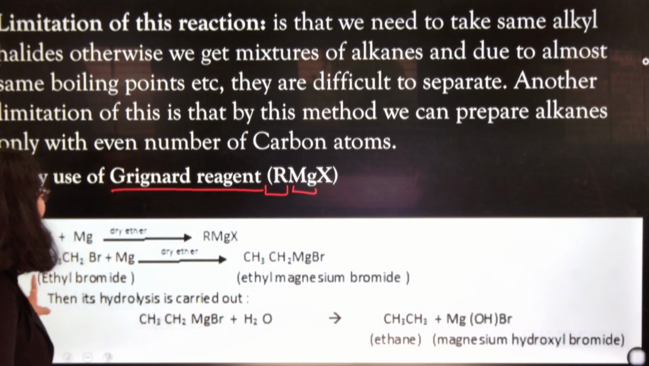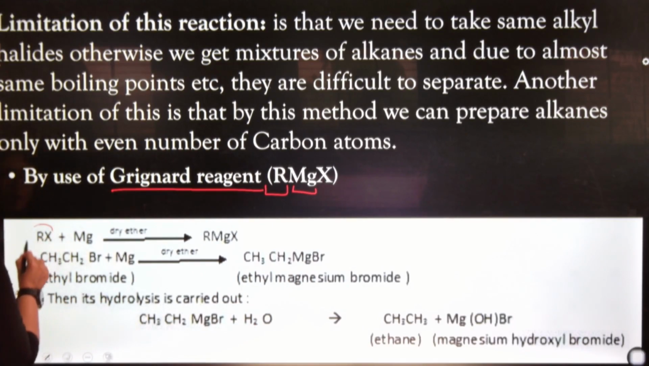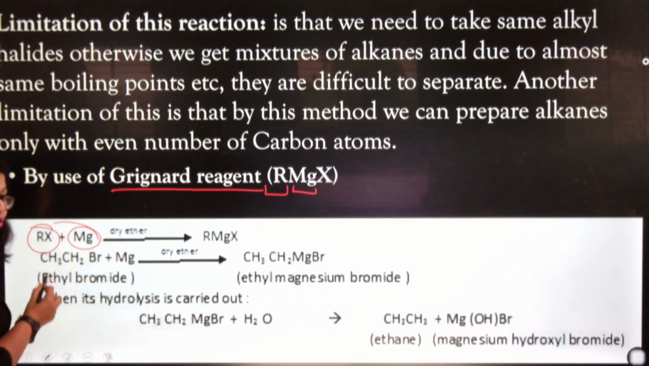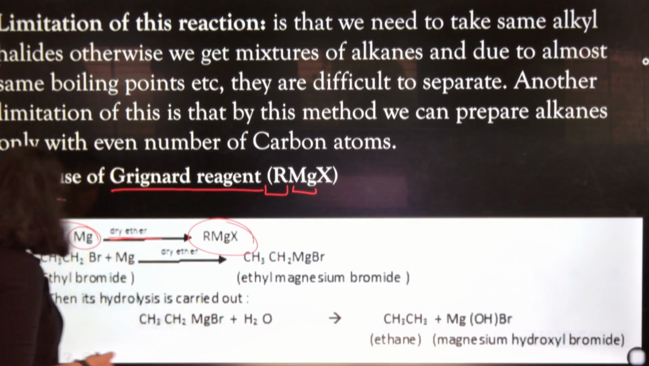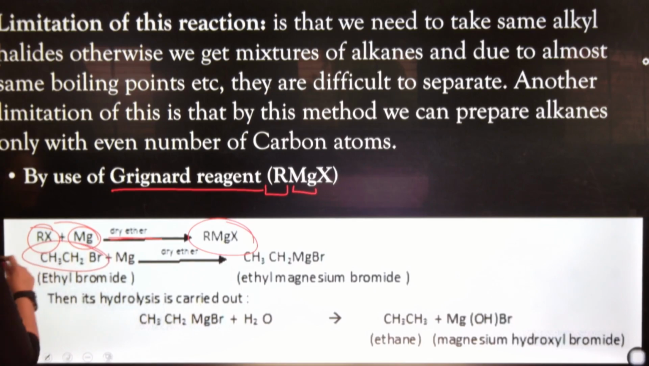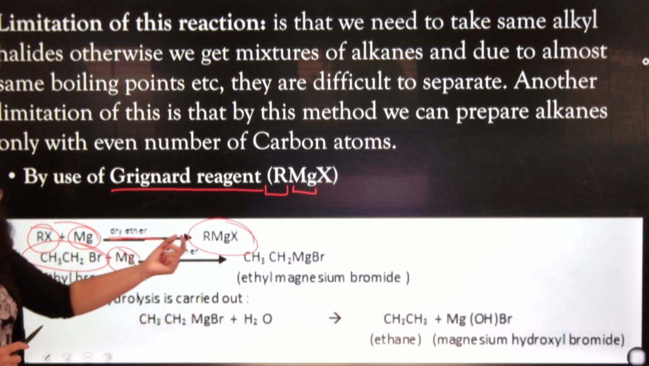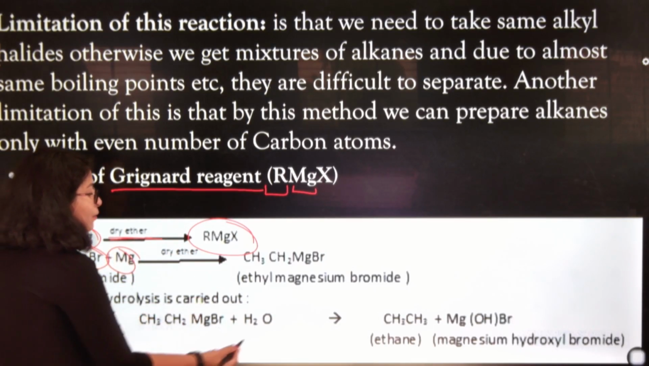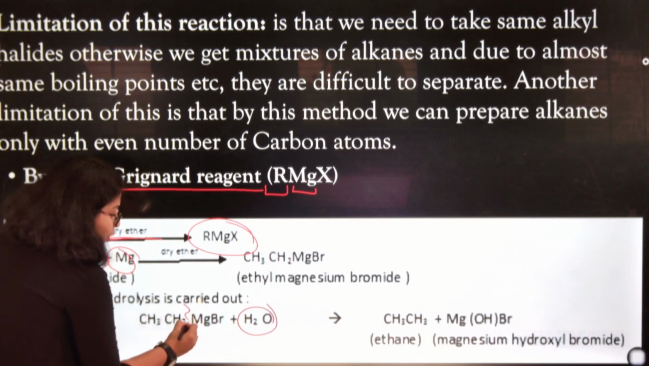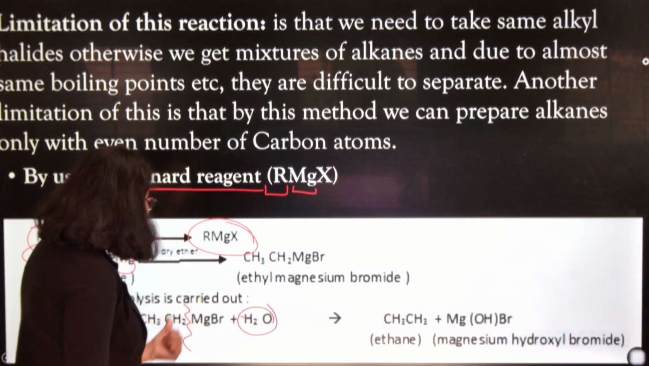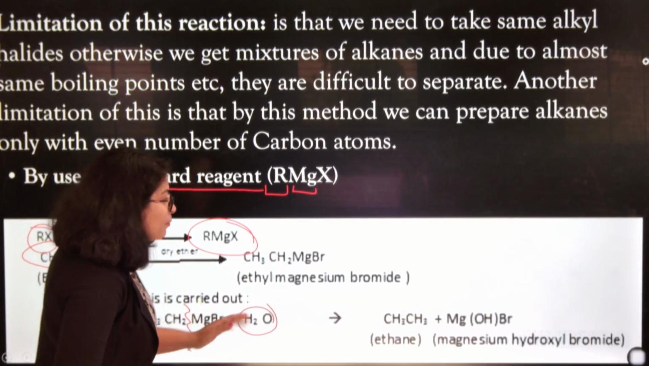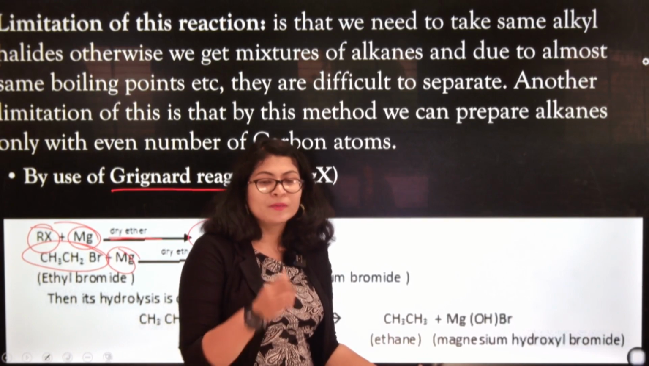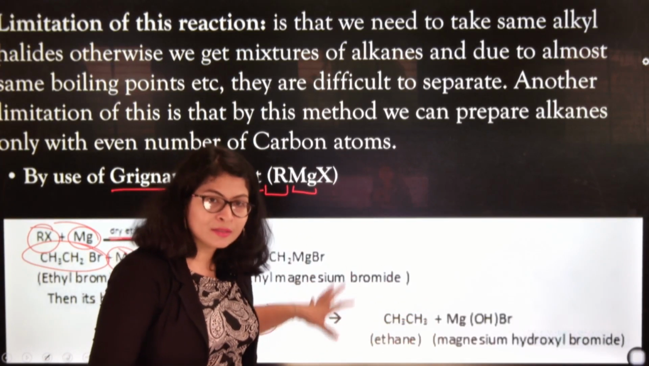Now, how is Grignard reagent prepared? If alkyl halide is reacted with magnesium in the presence of the same dry ether, we get RMgX. When ethyl bromide reacts with magnesium, we get ethyl magnesium bromide. Next, when we add water, what happens? This bond breaks, hydrogen adds to CH3CH2, and we get Mg(OH)Br and our ethane. The reaction looks somewhat like this.